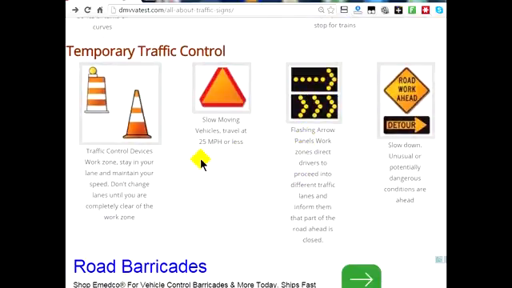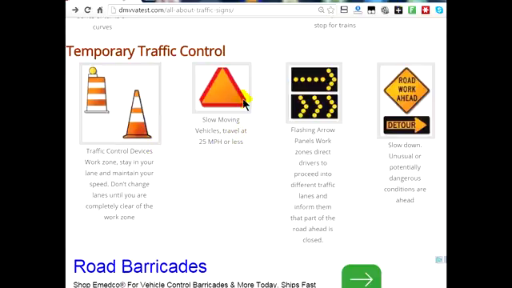Now on our temporary traffic control signs and symbols, when you see a lot of construction on the road, you'll see barrels or cones, and that means that there's a work zone there, and that you cannot go beyond the speed limit that's posted for work construction. Okay, you do not want to change lanes until you are completely clear of the work zone. Your fines will double or even triple if you're speeding through a construction zone.